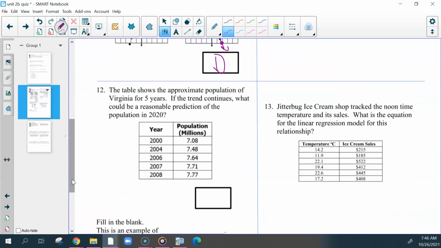For 12, remember that you needed to change your years to 0, 4, 6, 7, 8. Remember the first year is always 0. Every year after that is how many years it has been since. So from 2000 to 2004, that'd be 4 years. 2000 to 2006, that'd be 6 years. These are easy because it starts at 0, so we're just putting whatever the last number is.